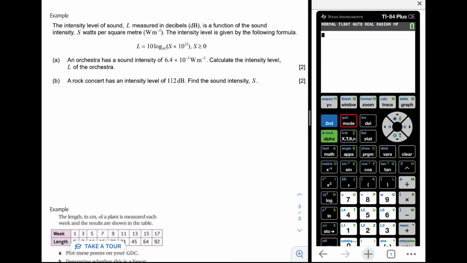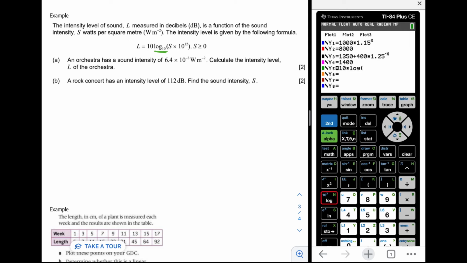Example 1. The intensity level of sound L, measured in decibels, is a function of sound intensity S, in watts per square meter. The intensity level is given in the following formula. Okay, we have a formula. Let's put that into our calculators. So I'm going to go ahead and remove the previous examples, and I'm going to put in my new function. I have 10 times log in base 10. Now log in base 10 is our default log function, and this is the button where you just see log. This automatically is in base 10.